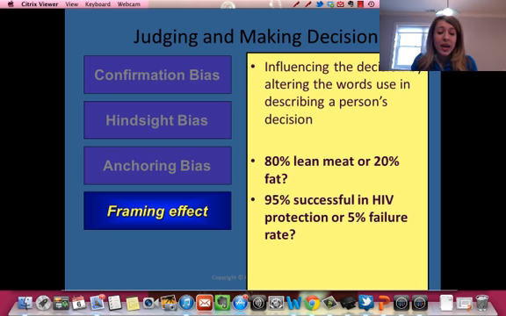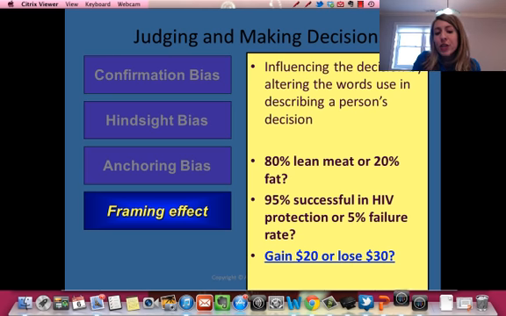Another example of this is condoms or contraception, right? If on the box of contraception it said that there's a 5% failure rate for HIV, everyone's going to be like, what? That's terrible. But if it says 95% success rate in preventing HIV, that looks pretty good. So that's a big difference, but it's actually the exact same set of information, okay?